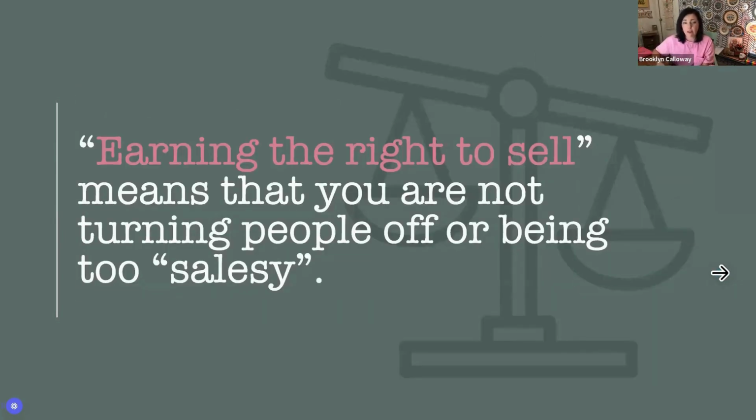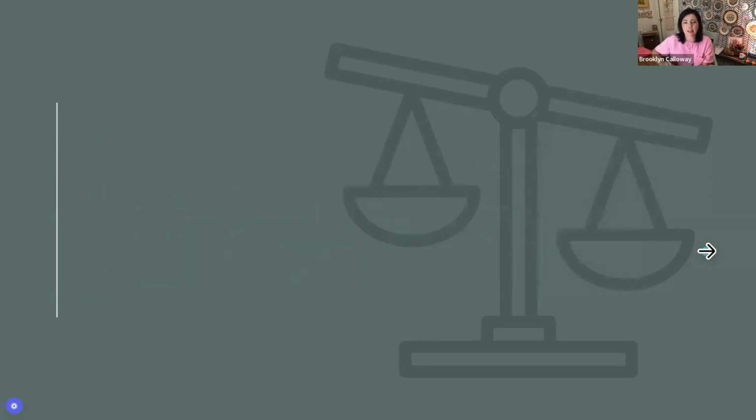Earning the right to sell means that you're not turning people off or being too salesy. If we just had a bunch of O's, offer, offer, offer, buy my thing, pick me, that would be too salesy. But if you alternate through the categories, then you're educating them, informing them, inspiring them, entertaining them. Then you offer to them because then they're like, okay, but can I buy it? Then you've got them wanting to buy it from you instead of you saying, hey, do you want to buy this? That's how you do it.